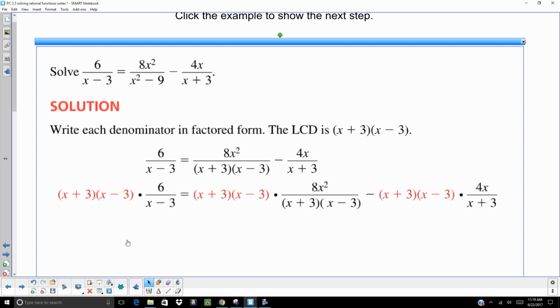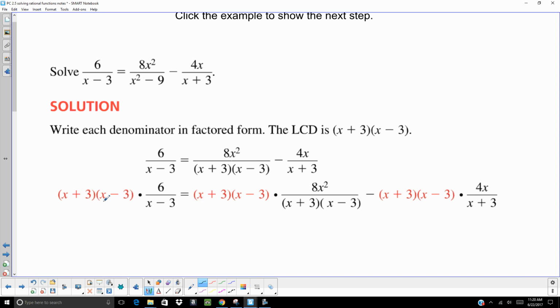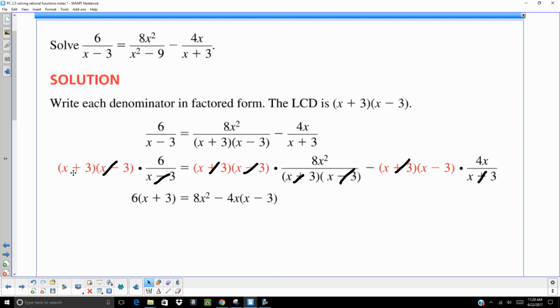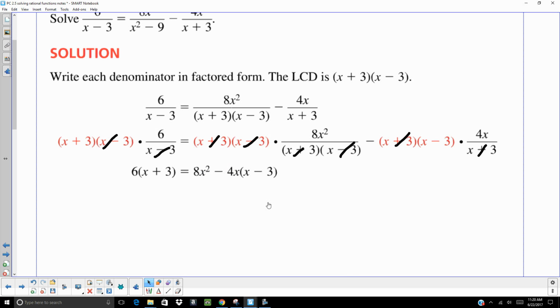I'm going to multiply each term by x plus 3, x minus 3. x minus 3's cancel. x plus 3's cancel. So now we can go ahead and simplify. x plus 3 times 6 equals 8x squared minus, be careful of that minus sign, and that'll be x minus 3 times 4x. Distribute.